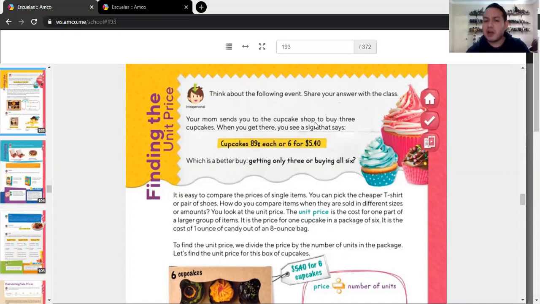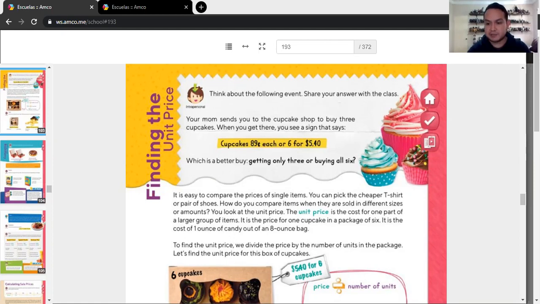Your mom sends you to the cupcake shop to buy 3 cupcakes. When you get there, you see a sign that says cupcakes 89 cents each. That means 1 cupcake is 89 cents. Or 6 for 5.40. Maybe you say, hey, that sounds nice. 6 cupcakes for 5.40. It's actually good. But is it good or not? Which is better, getting only 3 or buying all 6? You need to figure it out. How are you going to figure it out? By reading this that we have here.